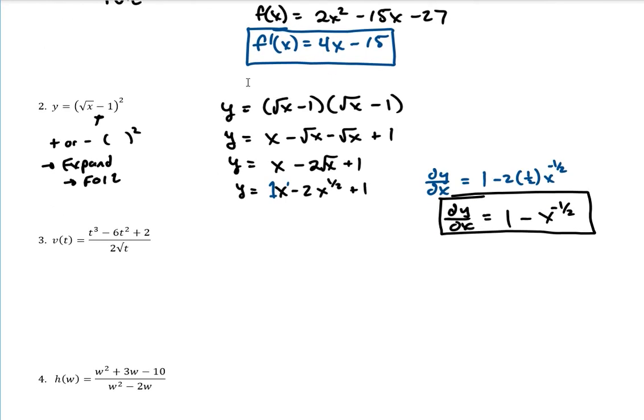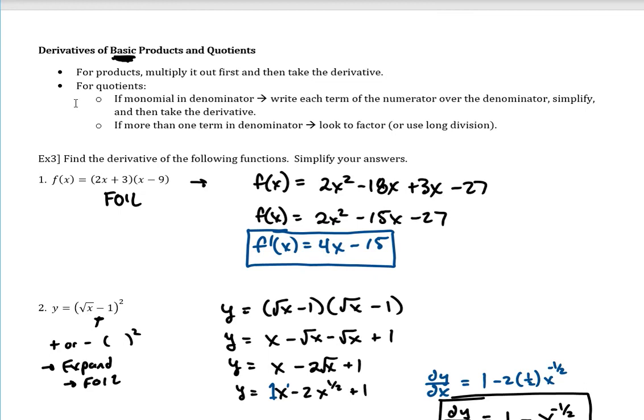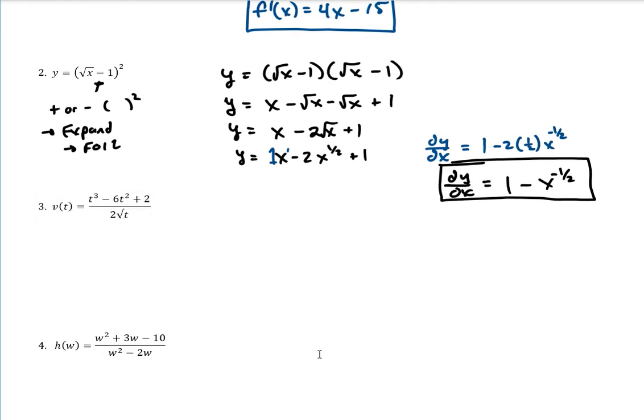All right, and then in number 3, so those were our products. So that's our first bullet there. And then now we've got quotients. All right, so here we see it's a single term. So what we're going to do is rewrite each of these terms in the numerator over that single term.